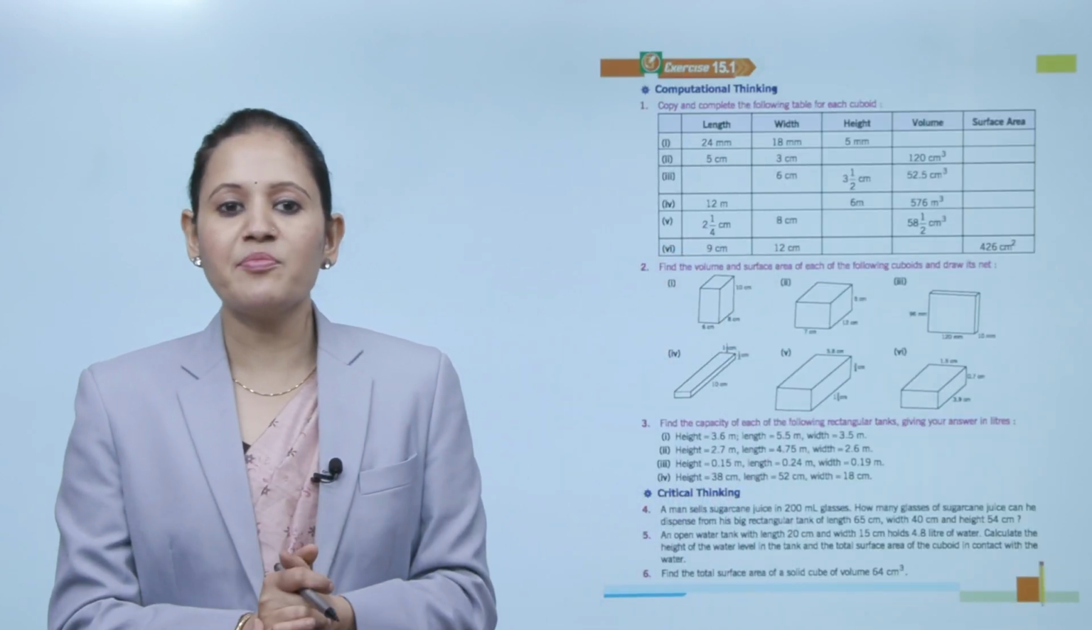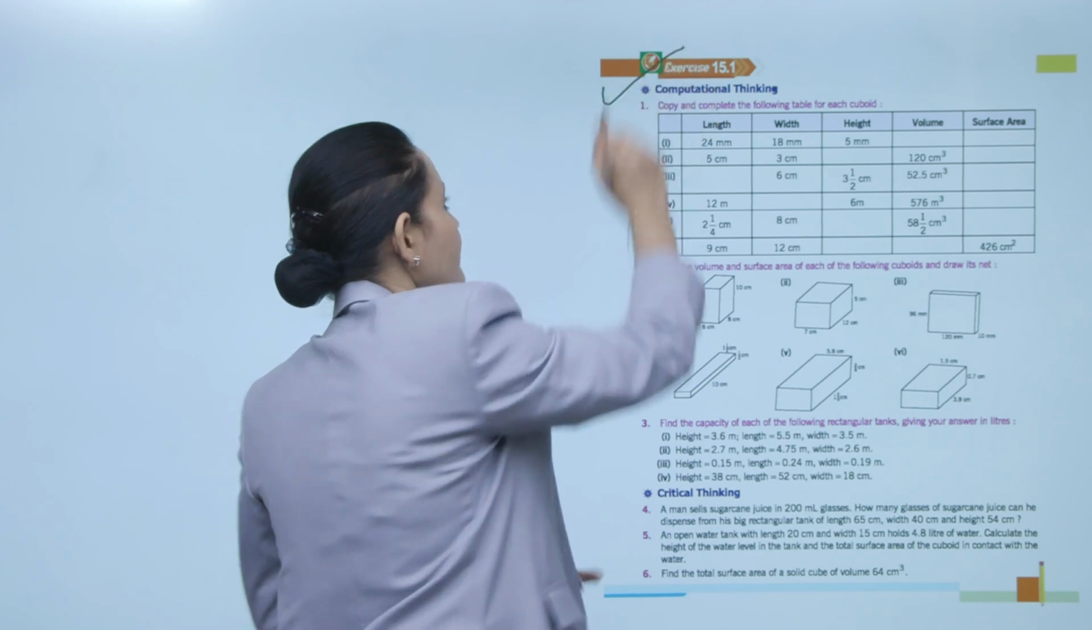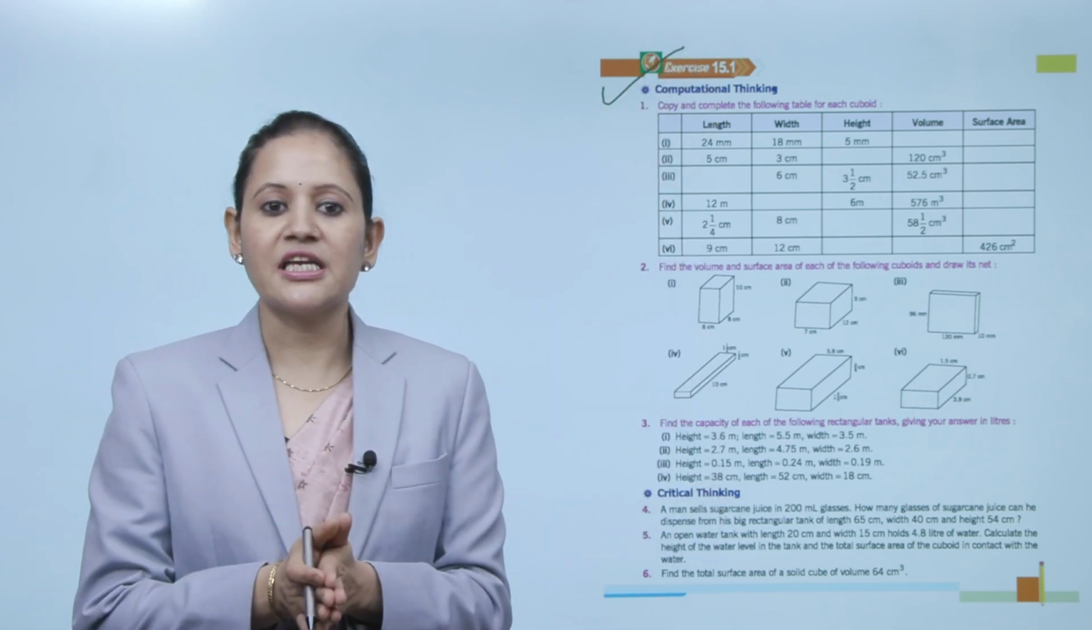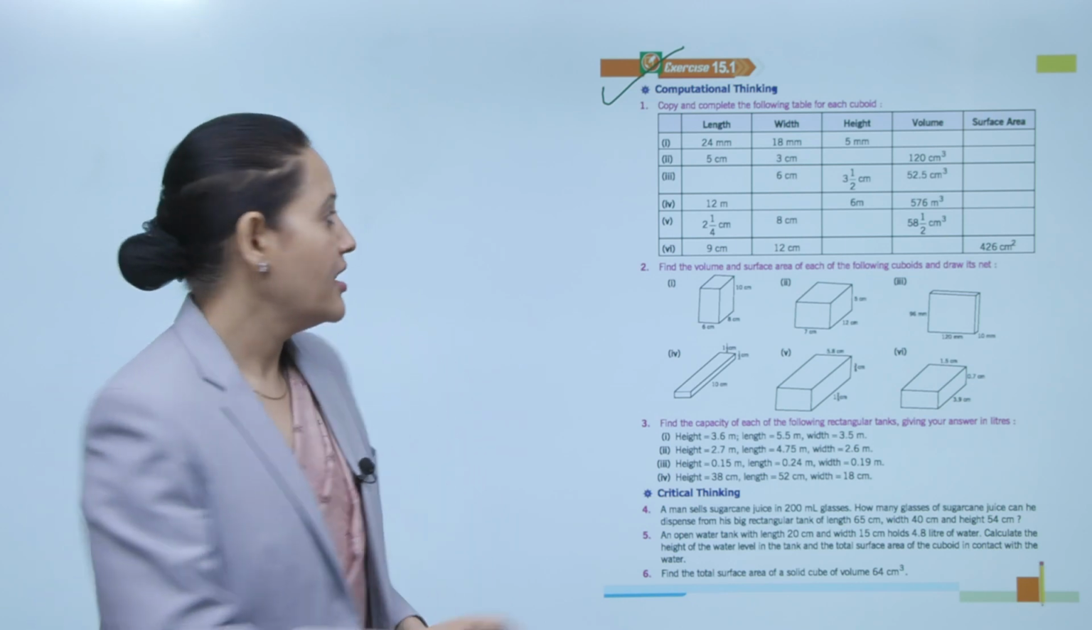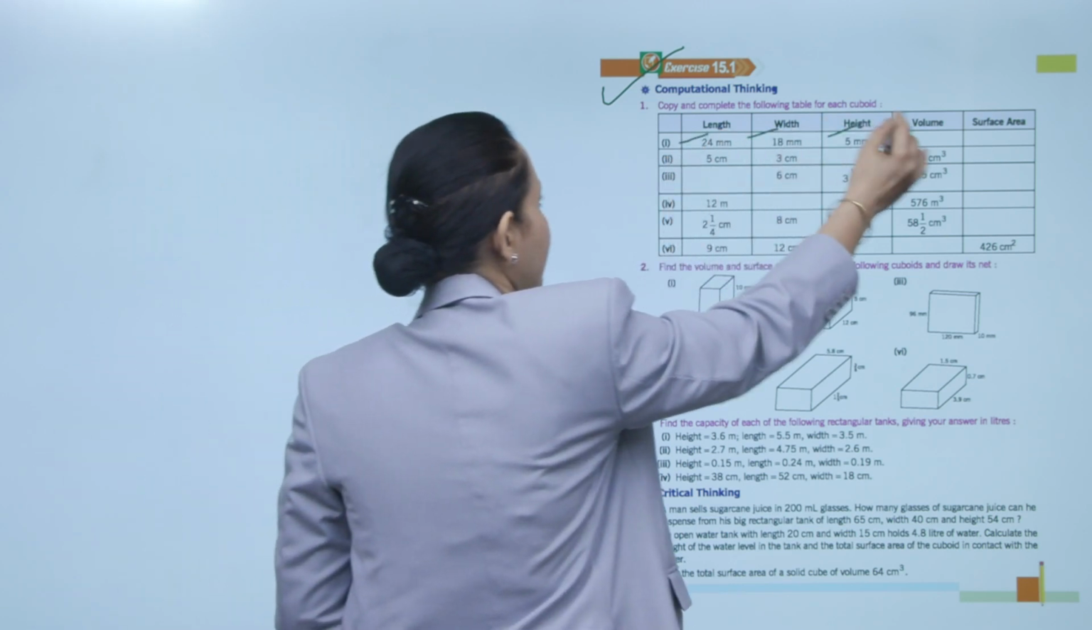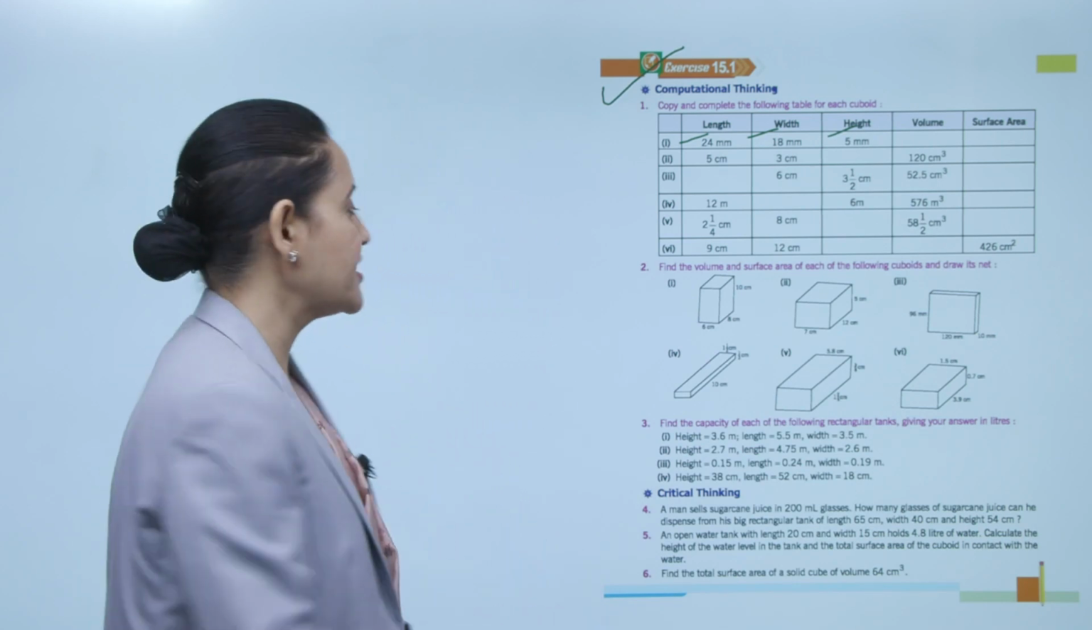Next is exercise 15.1. Computational thinking. Copy and complete the following table for each of the cuboids. Length, width and height are given. We have to find the volume and surface area.